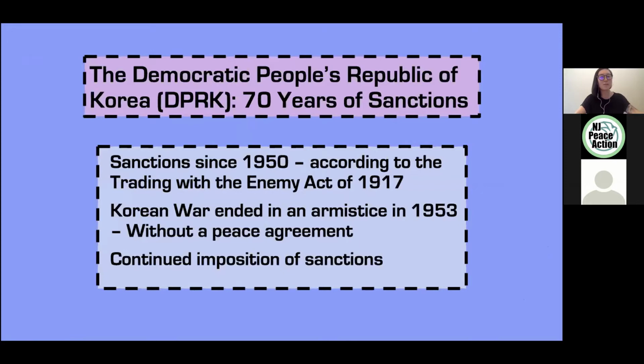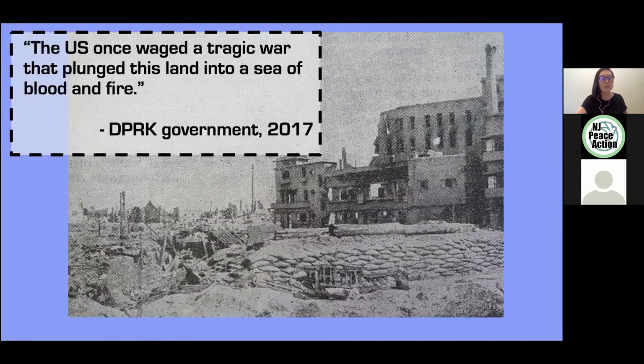The Democratic People's Republic of Korea, the DPRK, I'll use that acronym interchangeably with North Korea. But trade with North Korea has been restricted since 1950, which is the official start of the Korean War. And this is under the auspices of the 1917 Trading with the Enemy Act, which is a US federal law that gives the executive power to restrict any and all trade between the US and its enemies during times of war.